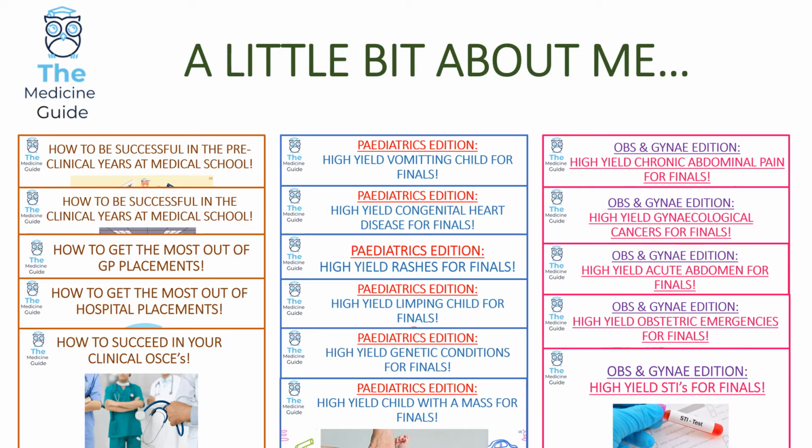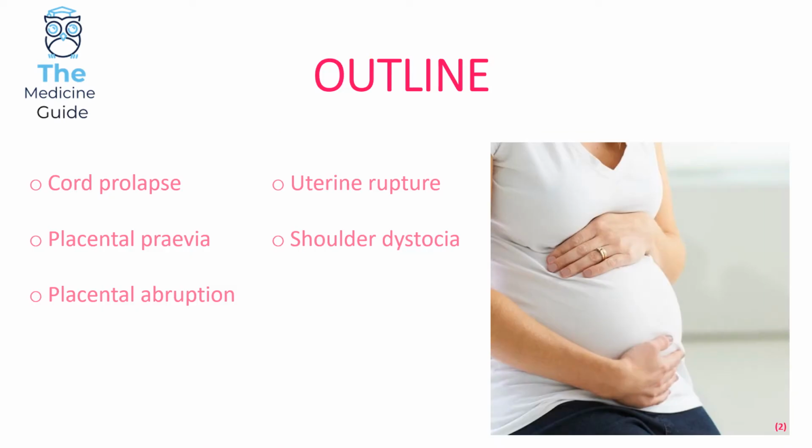So let's get started. So in today's video I'm going to be focusing on these 5 high yield topics which crop up time and time again in finals. So I'll be covering cord prolapse, placenta previa, placenta abruption, uterine rupture and shoulder dystocia.